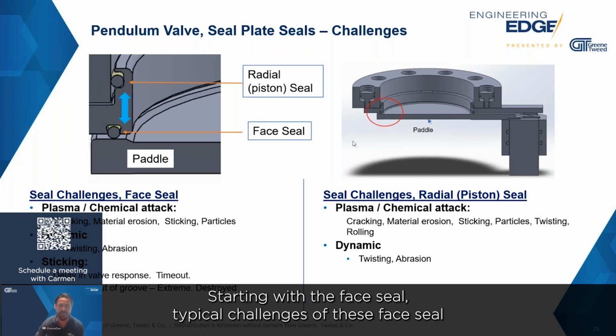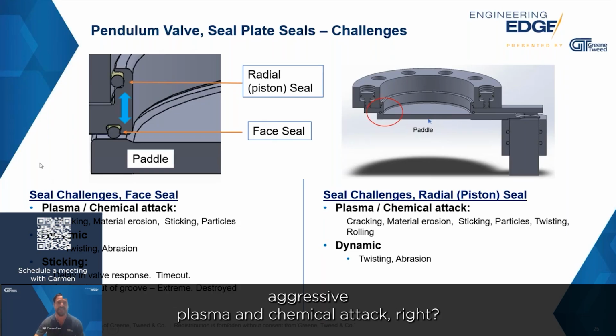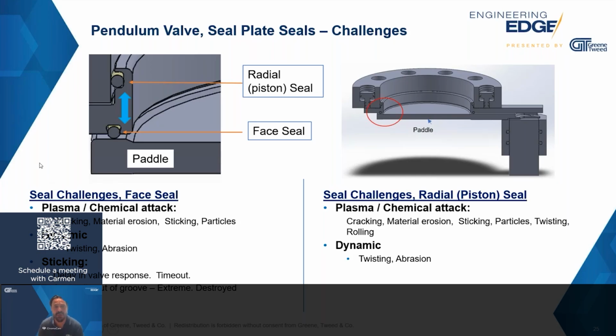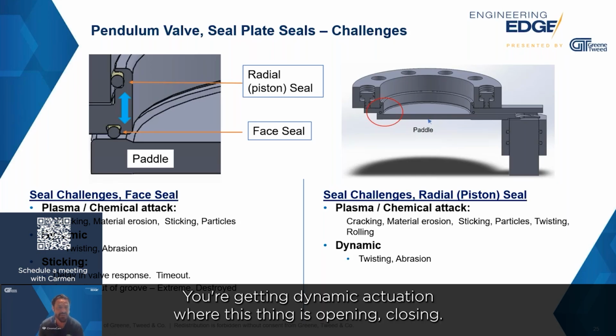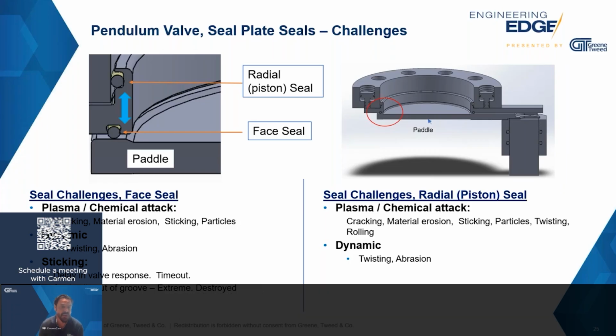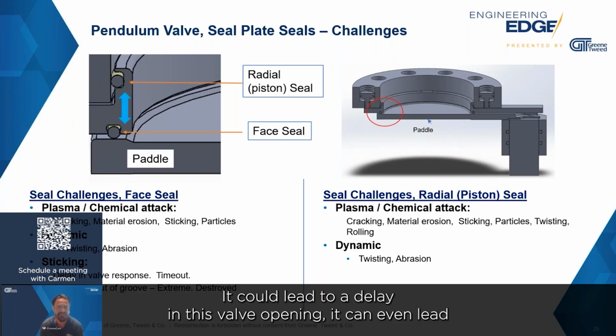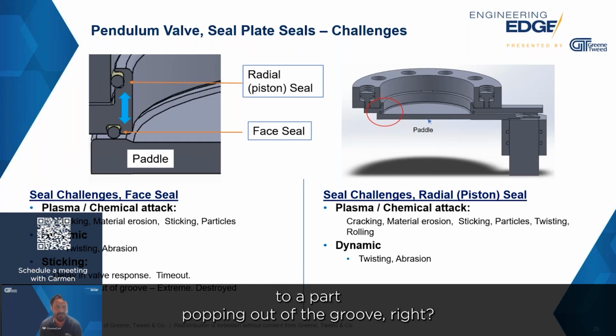Starting with the face seal, typical challenges of these face seal applications. You're getting extremely aggressive plasma and chemical attack, right? You're getting dynamic actuation where this thing is opening and closing. It could lead to twisting, it could lead to abrasion, it could lead to cracking. Thirdly, if this seal sticks, it could lead to a variety of problems. It could lead to a delay in this valve opening. It can even lead to a part popping out of the groove, right, in extreme situations.